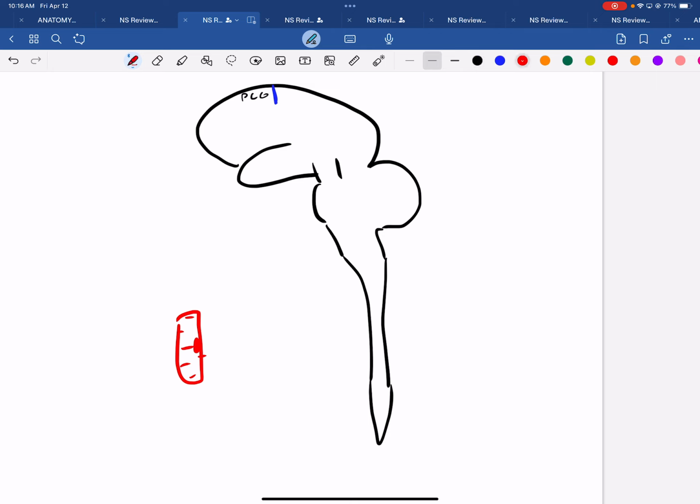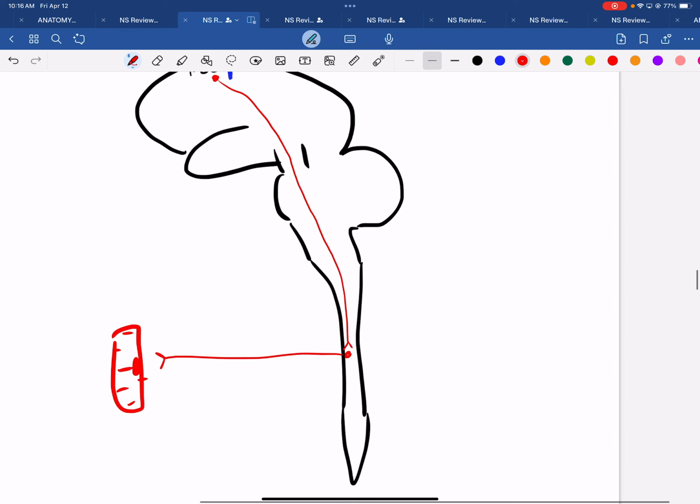So let's say you have some signal coming down from the precentral gyrus from some upper motor neuron. It comes down all the way to the spinal cord to synapse on the lower motor neuron, and then that one comes out. Which would be in the anterior horn, right? Good, in the anterior horn.